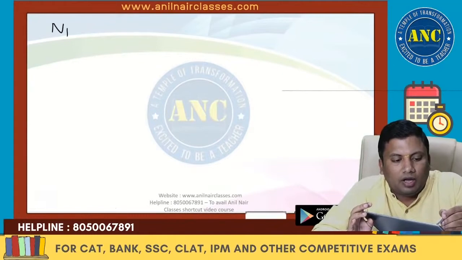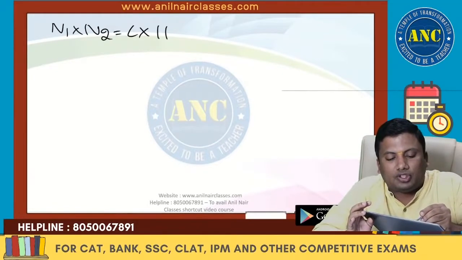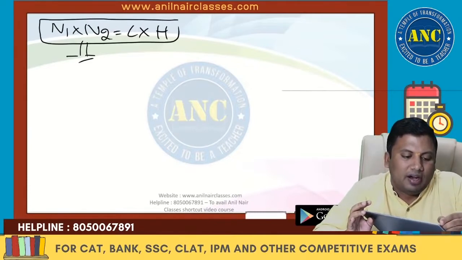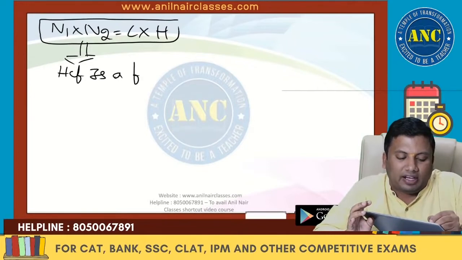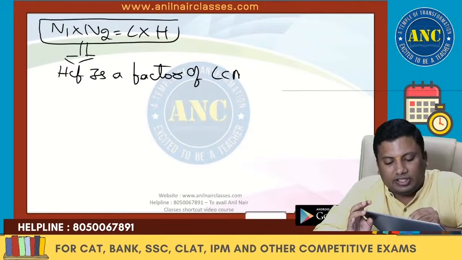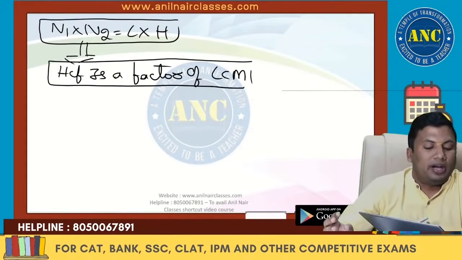Please write down. Product of two natural numbers is equivalent to LCM into HCF. This is only possible when HCF is a factor of LCM. I hope this point is clear.